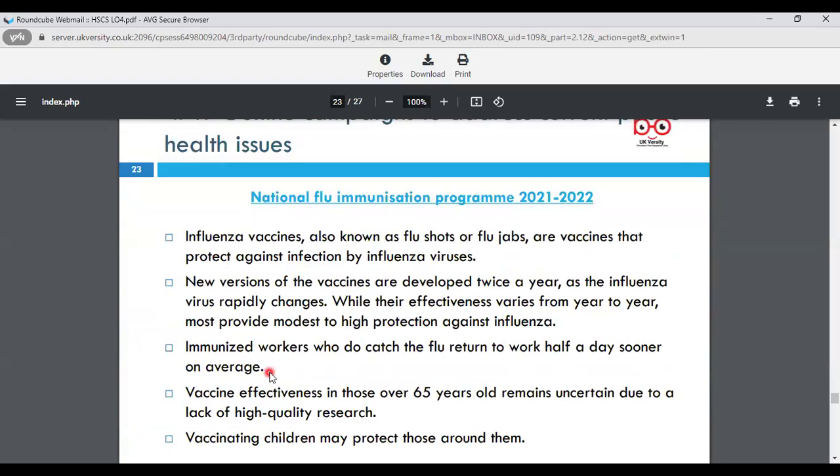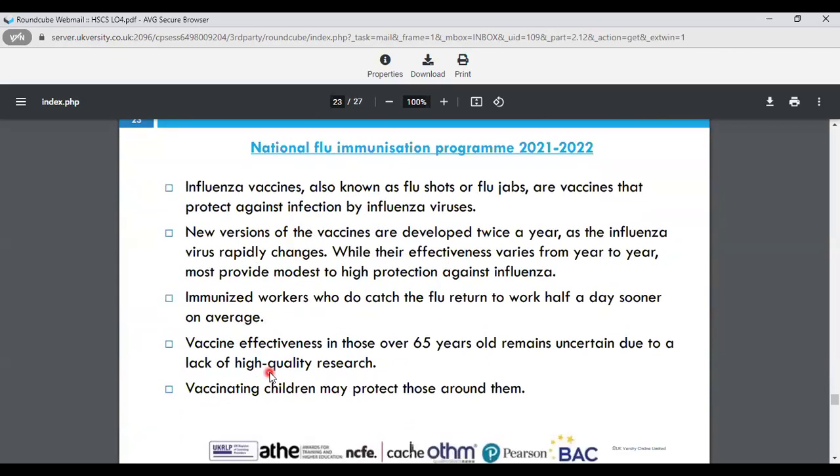And the National Flu Immunization Program is about flu shots or flu jabs. They're vaccines that protect against infections by influenza viruses. They're newer versions of vaccines that are developed twice a year because the strain of the virus also changes, so they need to be developed regularly. Their effectiveness varies from year to year. Most provide high protection against influenza, especially for people who are more vulnerable, of older age or very young age. Health workers also need these immunizations.